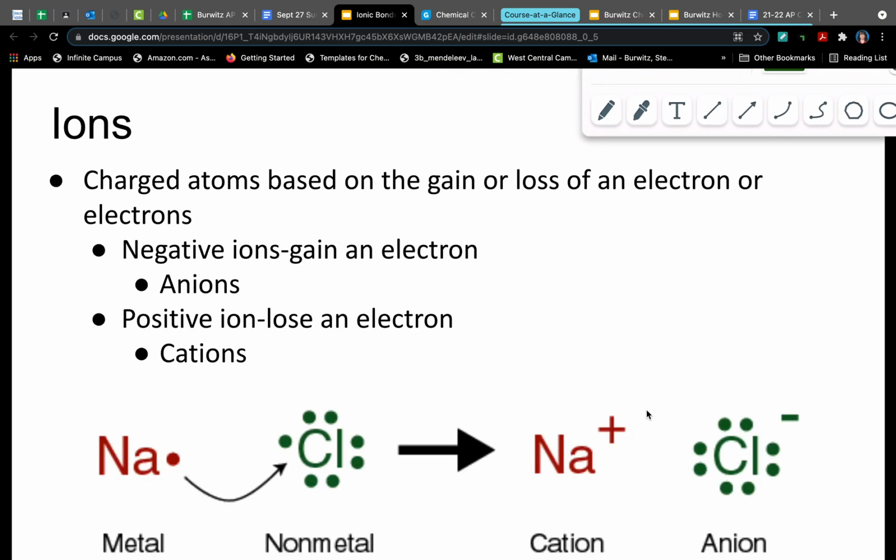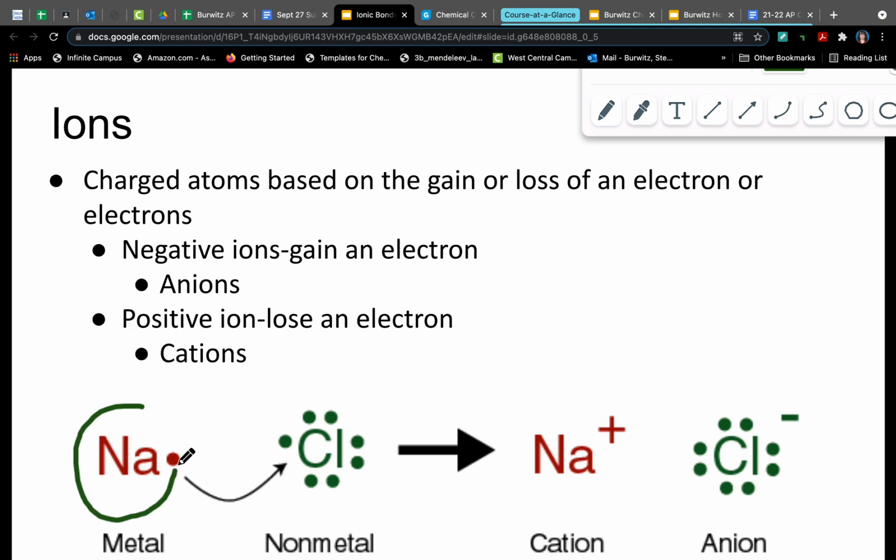Now, ions, if you remember, are charged atoms based on the gain or the loss of an electron or multiple electrons. Negative ions happen because they gain an electron, okay? We call those anions. Now, positive ions happen because they lose an electron. So cations are positive ions. There's my bad joke for today. Cations are positive.